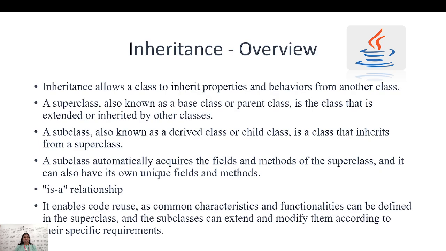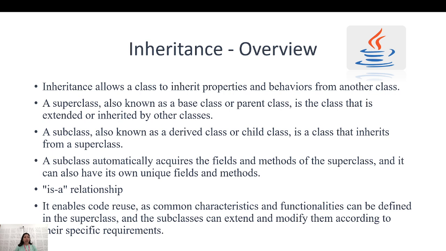Inheritance is considered as one of the four major pillars in object oriented programming. What is inheritance? Inheritance allows a class to inherit the properties and the behavior from another class. A superclass, which is also known as a base class or the parent class, is the class that is extended or inherited by the other classes.